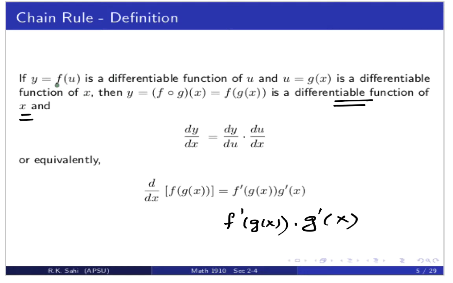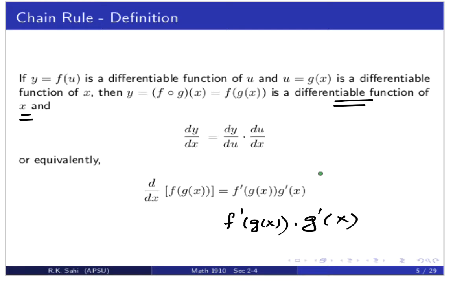If y is a differentiable function of u and u further is a differentiable function of x, then y, which is a composite of two functions f and g, is a differentiable function of x, and it is given by dy by dx equals dy by du times du by dx. Or we can write this as d/dx of f of g of x as f prime evaluated at g of x times g prime of x.